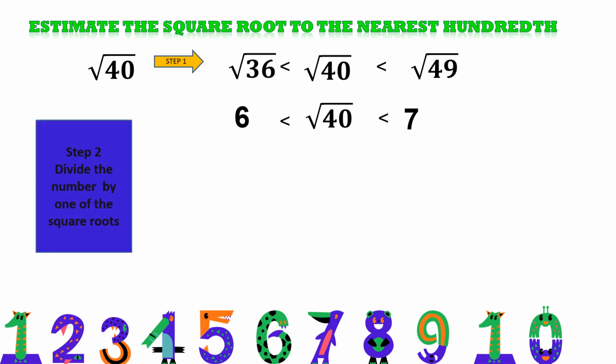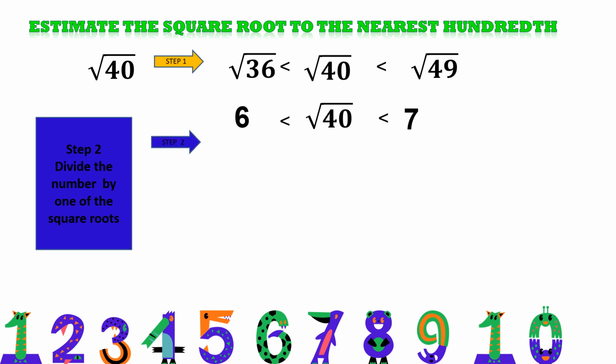Let's have step number 2. Divide the number by one of the square roots. So, divide natin si 40 by 6. 40 divided by 6 is equal to 6.666 or 6.67.